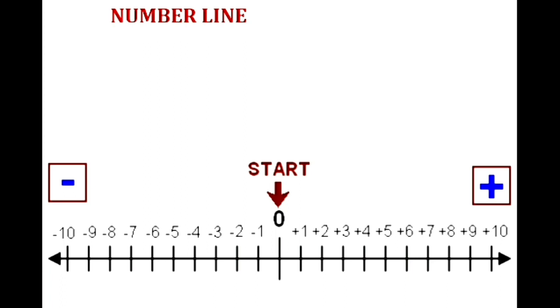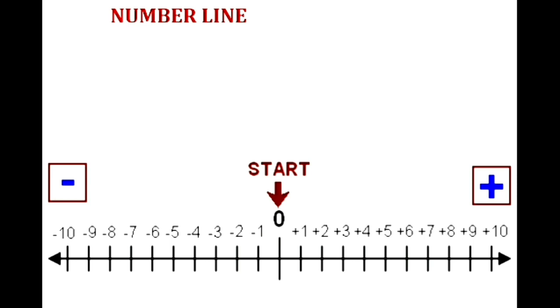Next is number line. You can see the number line. On the left hand side we have negative integers. On the right hand side we have positive integers, and in between we have 0, which is termed as a start, and it is neutral.